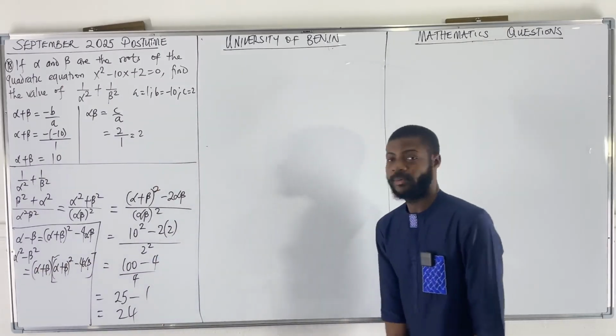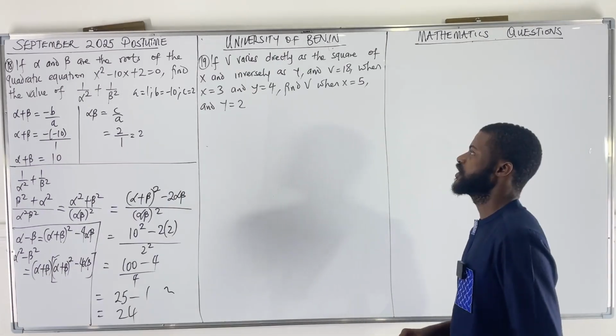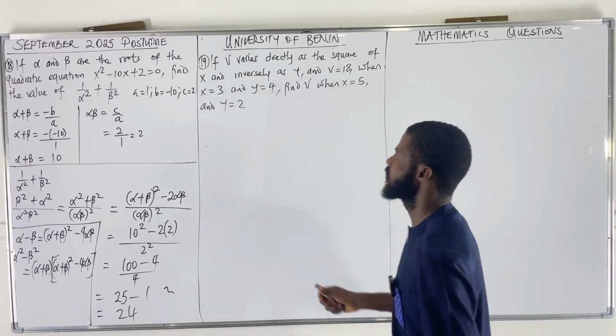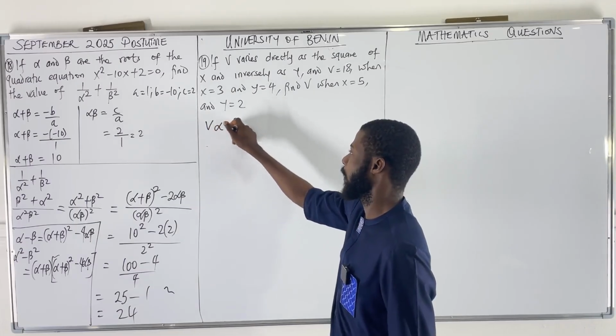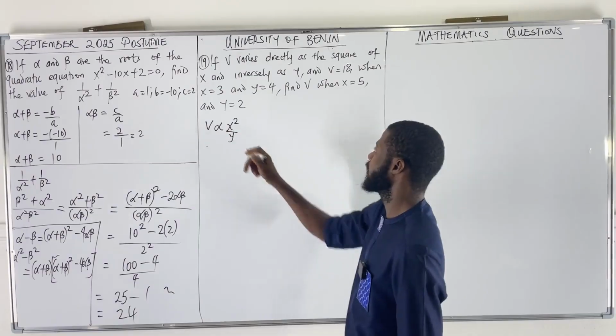Okay, but don't worry, they won't ask you that. Question 19. If v varies directly as the square of x, you write that like this, v varies directly as x squared, and inversely as y, so that means over y.